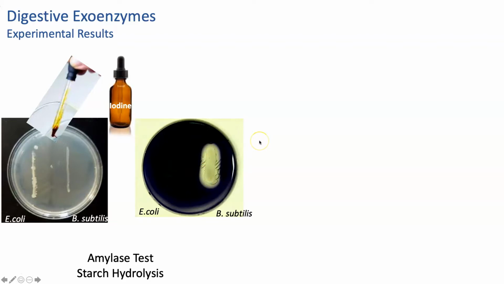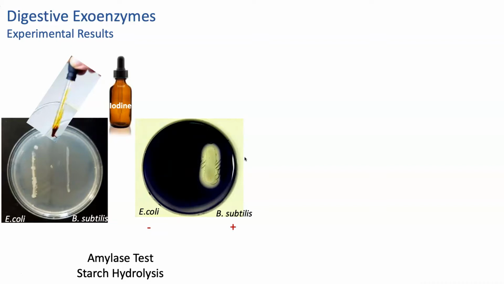Therefore, we say that E. coli is negative for amylase. It doesn't produce the enzyme amylase. And Bacillus subtilis is positive for amylase production. Okay? The second exoenzyme that we tested today was gelatinase.